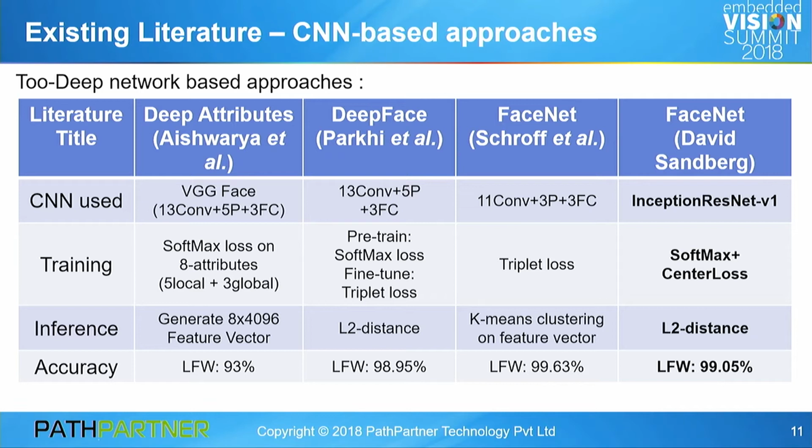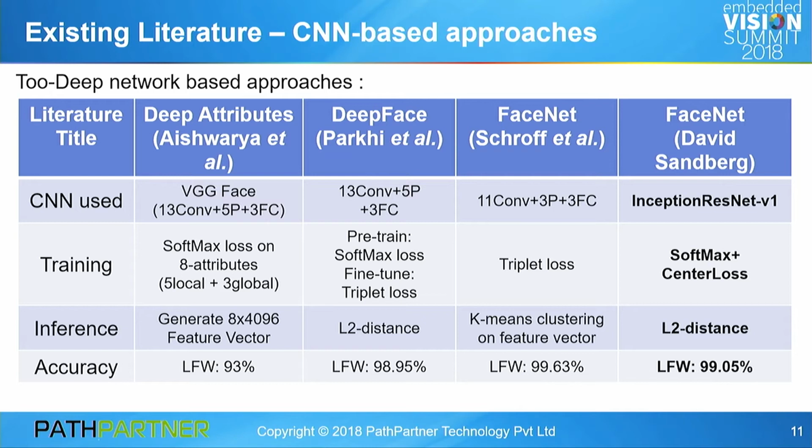Next one is FaceNet by Schroff and others. Here, the key contribution is a technique to form triplets that can help in better optimization of the CNN for face verification. In this model, end-to-end, they use only triplet loss, and during inference time, they apply a k-means clustering technique on the feature vector. With this, accuracy stands at around 99.63% on LFW.